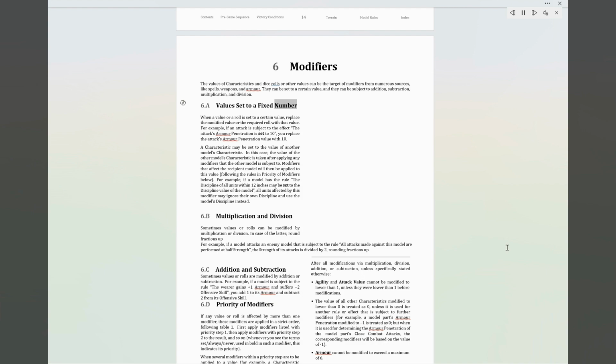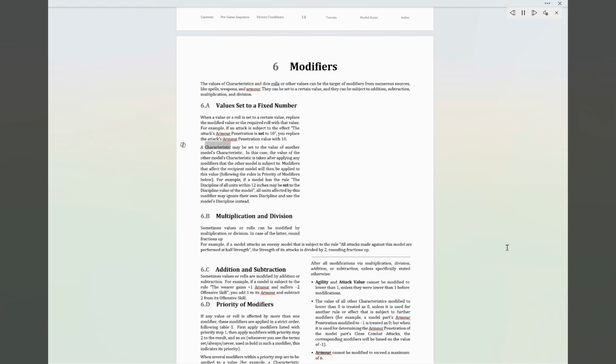Values set to a fixed number. When a value or a roll is set to a certain value, replace the modified value or the required roll with that value. For example, if an attack is subject to the effect, the attack's armor penetration is set to 10, you replace the attack's armor penetration value with 10.